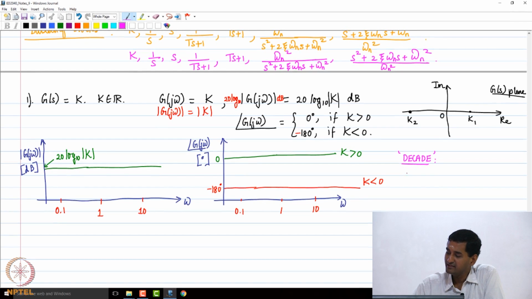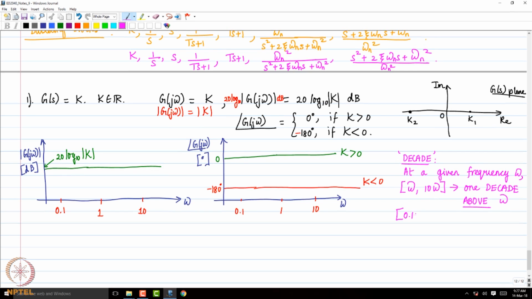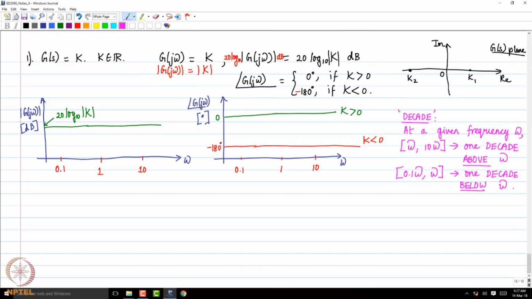So what is a decade? At a given frequency omega, the range omega to 10 omega is 1 decade above omega. Similarly, the range 0.1 omega to omega is called 1 decade below omega. So, that is the definition of this.